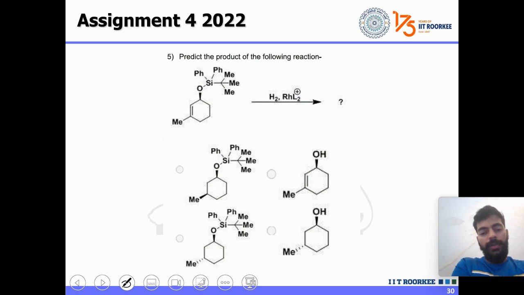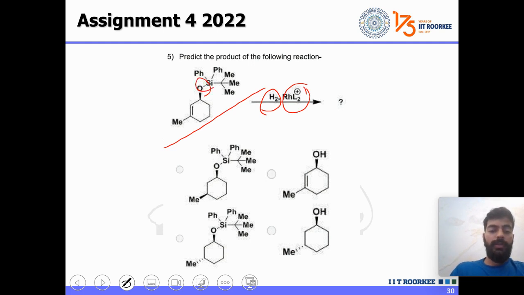Predict the product for the following reaction. See here, we have hydrogen, we have a metal in the positive state, and we have this substrate. If we see where the reactive centers are, this can be a reactive center, and this can be a reactive center. Now I have almost given you the answer, and I expect you to tell me the correct answer for this question.